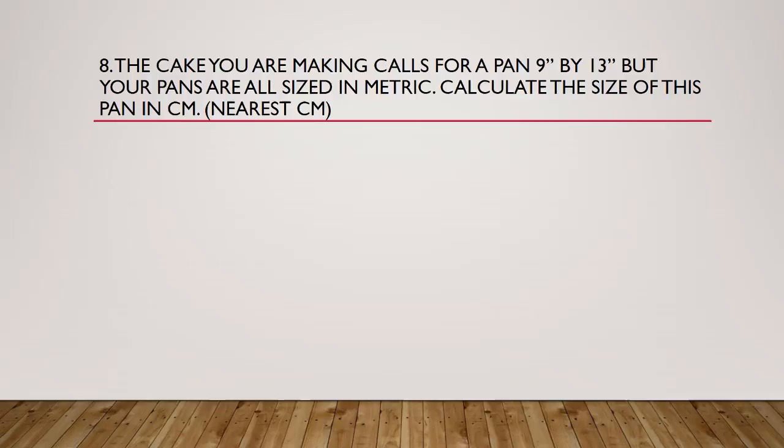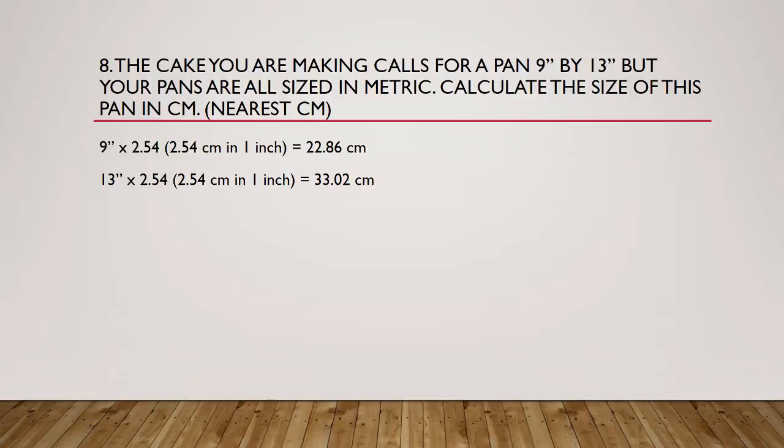The next one, the cake that we're making calls for a 9-inch by 13-inch pan, but our pans are all sized in metric. So we're going to calculate the size of this pan in centimeters, rounding it off to the nearest centimeter. So again, it's just a matter of relationships. 9 inches by 2.54, because 2.54 centimeters equals 1 inch. So 9 inches is 22.86 centimeters. And 13 inches, again, multiplied by 2.54, gives me 33.02 centimeters. So rounding this off to the nearest centimeter, I need a 23 by 33 centimeter pan to make this cake using the recipe that I was given.